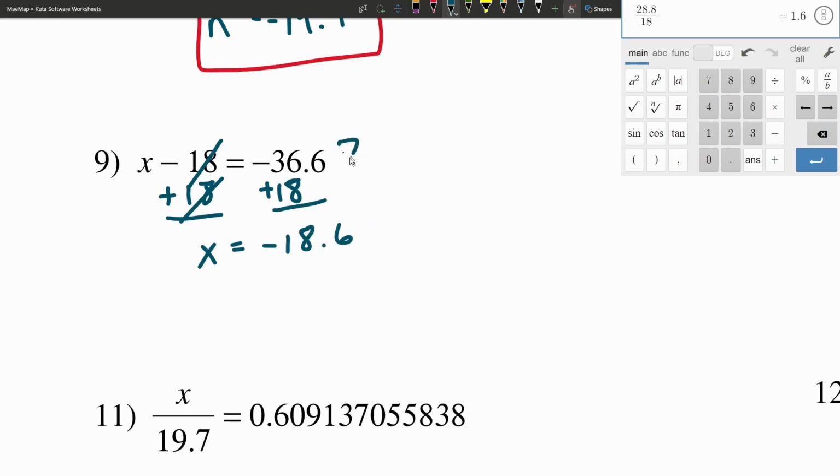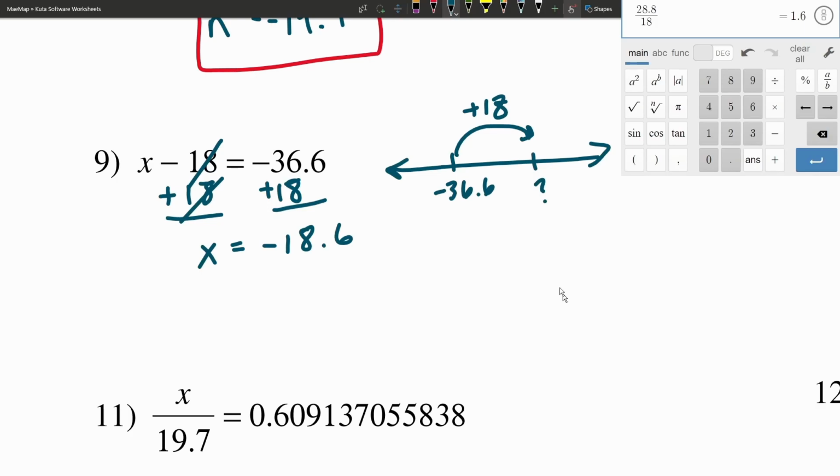So lots of times when dealing with negatives and positives, especially with decimals, I always think of a number line. We're starting at negative 36.6. We're adding 18 to it. Where are we going to end up on our number line? That's going to be what x is equal to. If we took away 18, we'd be going the wrong way.